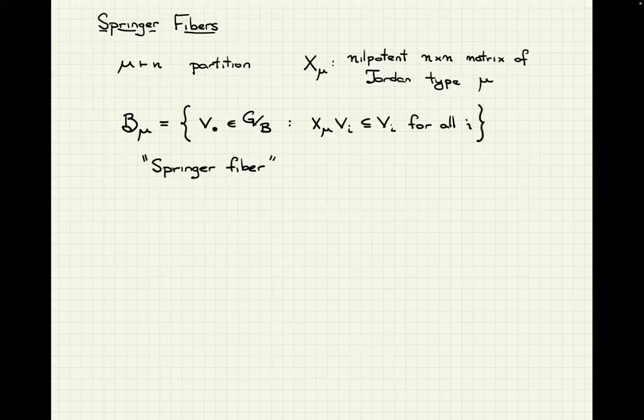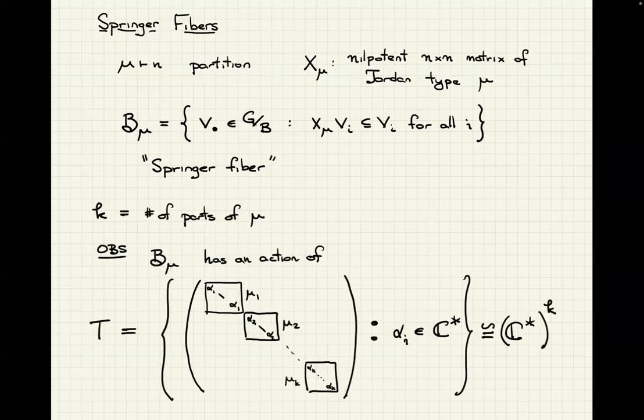So the Springer fiber associated to mu is a certain closed subvariety of the flag variety, B mu. And what is it? It's the set of all complete flags V dot in G mod B such that X mu preserves my flag. So X mu of V i is a subset of V i for all i. Okay, so this is a closed condition. I have a closed subvariety called the Springer fiber.